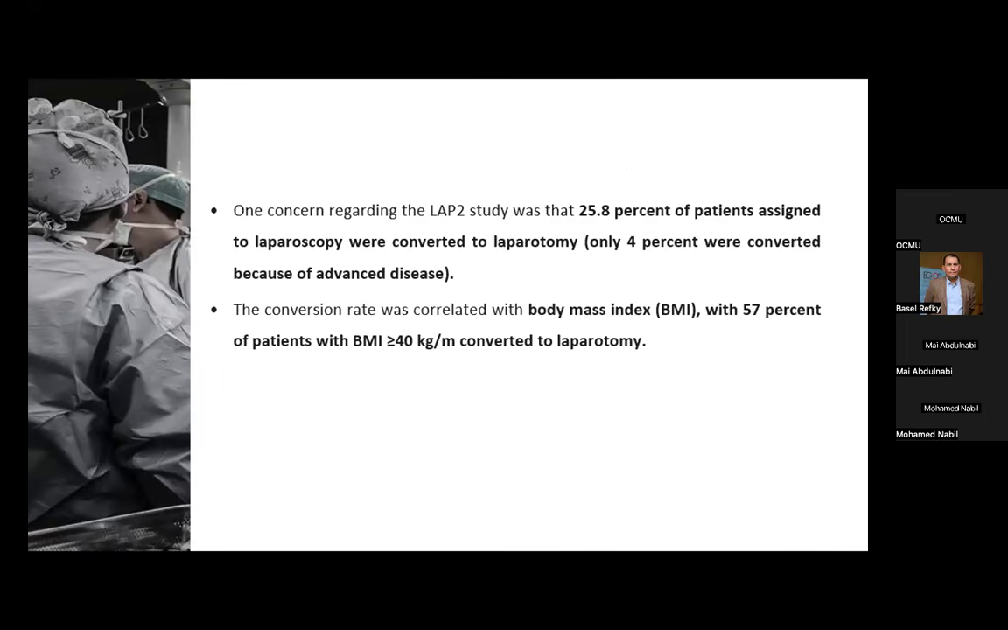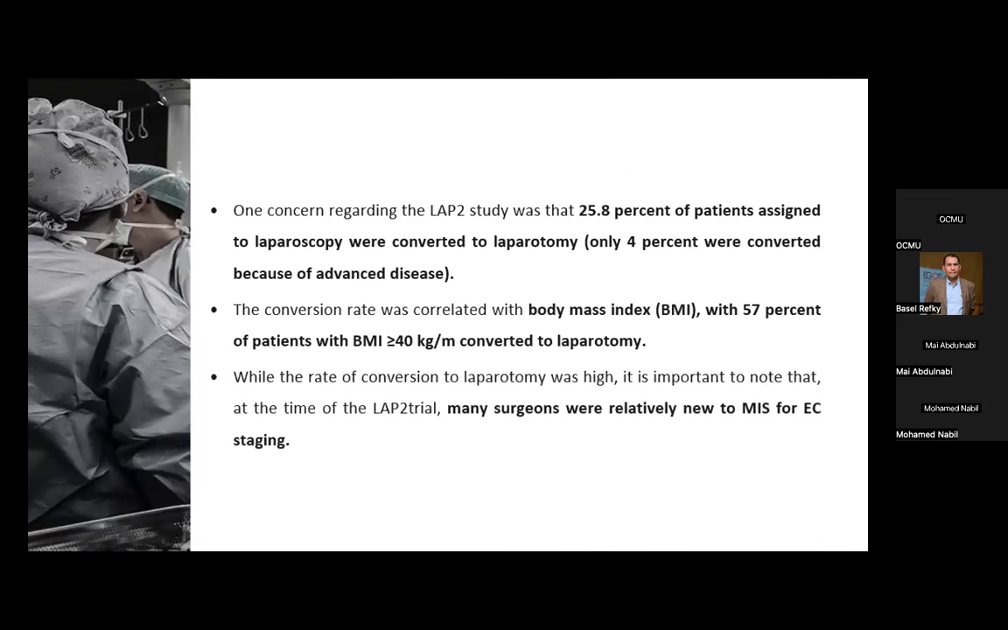And the one concern is that the laparoscopy group had a much longer operative time, and nearly 25% of these patients were converted to laparotomy. That was mainly because this was about 20 years ago. Most of the surgeons were at the beginning of their learning curve, so it took them much more time and there were many more conversions. And I think these numbers are much lower nowadays. Okay.